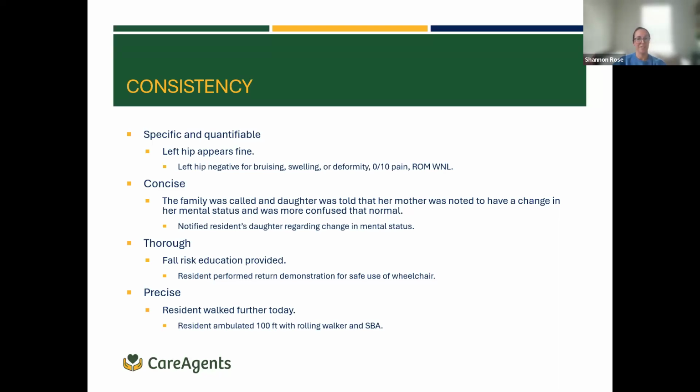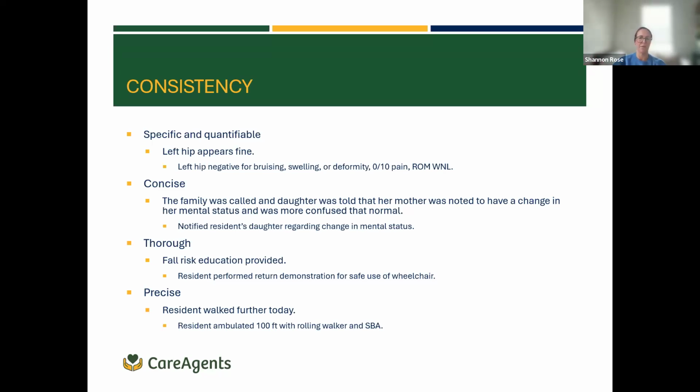Consistency of all the best practices is another best practice. Consistent documentation provides consistent communication to other clinicians, and practice makes perfect, right? Consistently applying best practices makes them easier to do over time. So here are some examples of what we have covered so far.